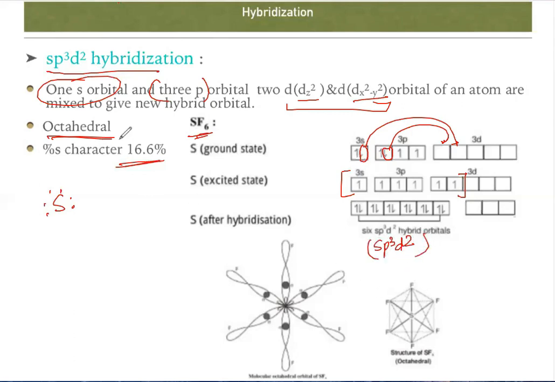The geometry is octahedral. So this is the geometry of SF6. So 1, 2, 3, 4. These 4 fluorines are on the plane, whereas one is at the top, another at the bottom. So the structure is octahedral. So this is the overlapping of SF6. This is the center atom, sulfur, and 6 fluorine atoms around the sulfur, which have overlapped.